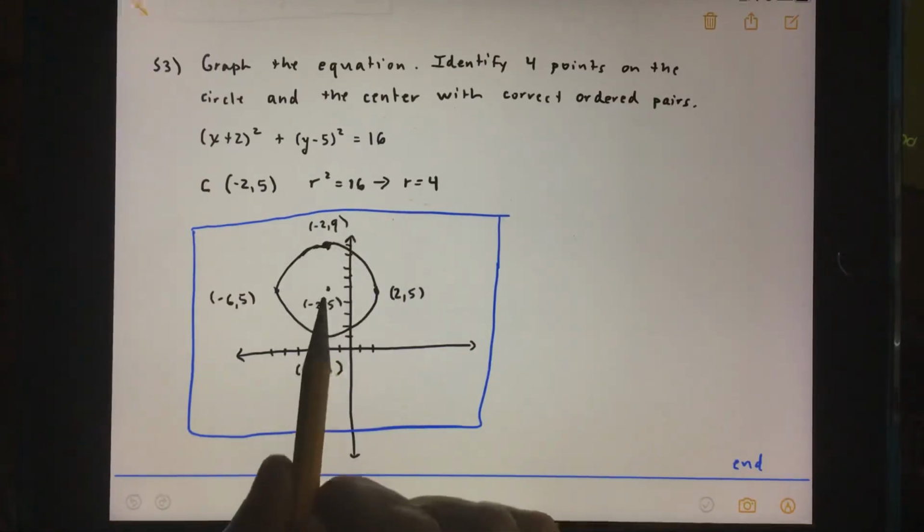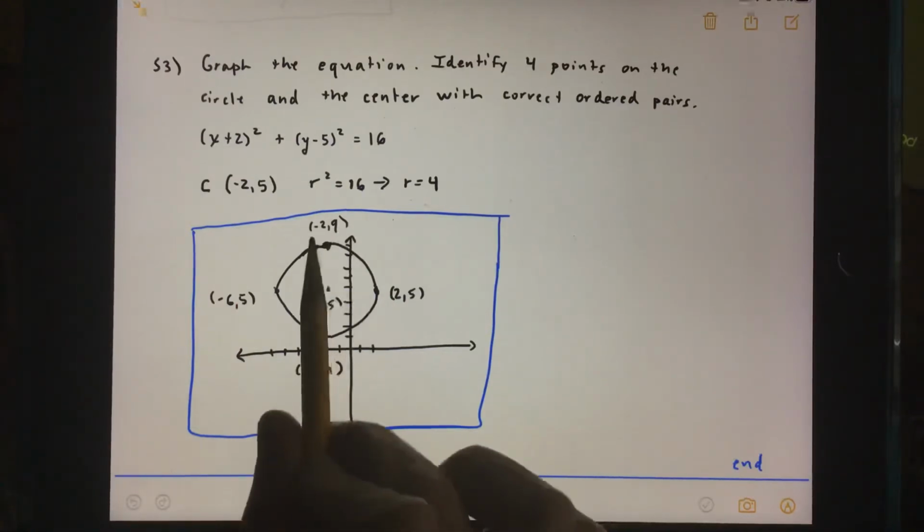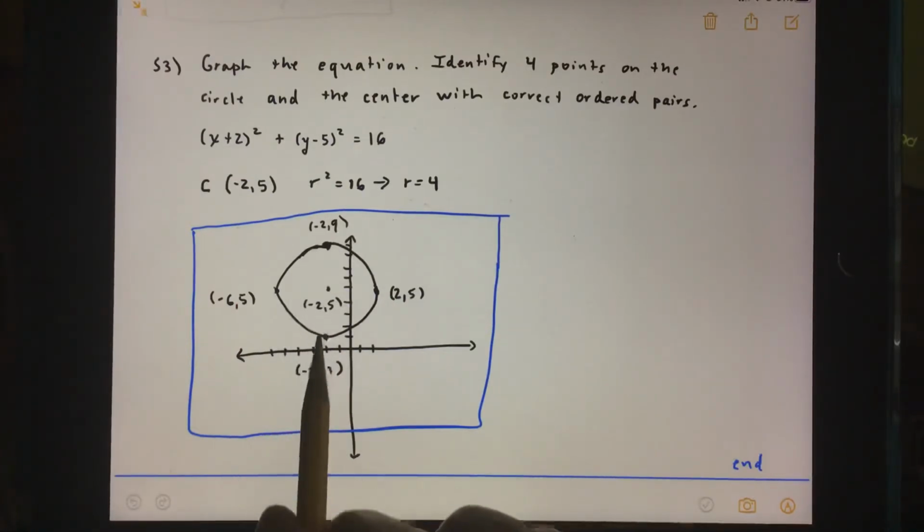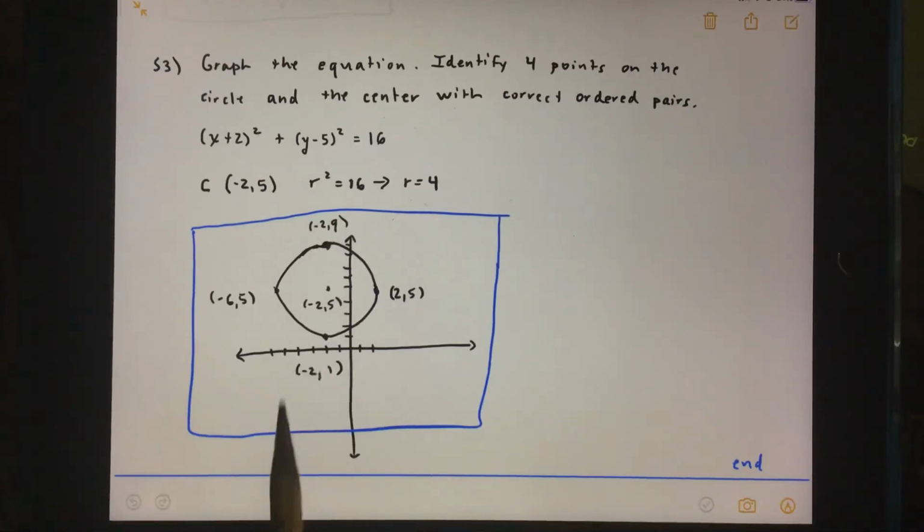So we will plot the center at (-2, 5). We'll move 4 to the right, 4 up, 4 to the left, and 4 down from the center point. And we will plot those points. We'll draw a circle through those 4 points, and then we'll identify each of those points on the circle as well as the center point.